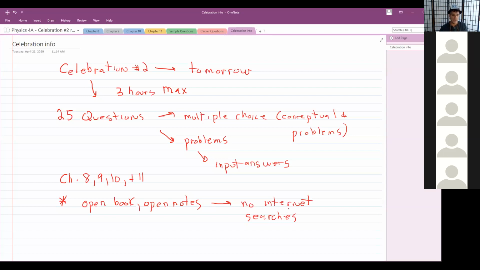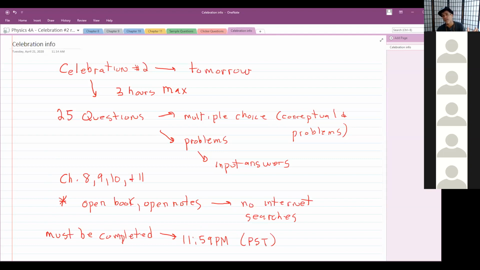A couple other things, it must be completed. And by completed, meaning not just started, you have to have everything finished by 11:59 p.m. Pacific Standard Time. So basically California time. So do not start this any later than 9 o'clock because you may not have time to finish, even though I think 3 hours is more than enough time.